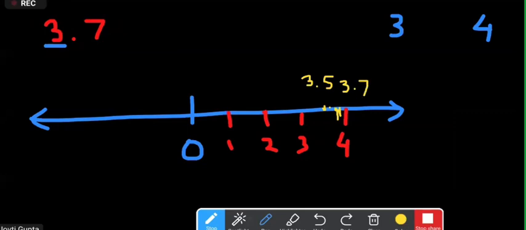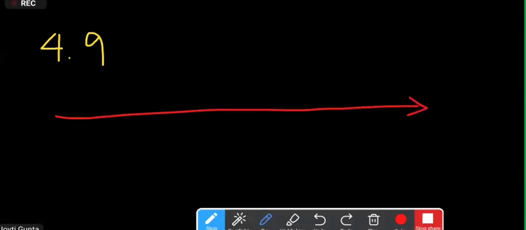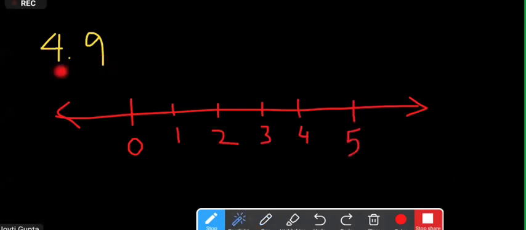All right, suppose we have another example. Say we have 4.9. Okay, so we'll draw a number line. This is our number line. We'll write 0 here. Okay, then you have 1, then 2, then 3, then 4, then 5. You see 4.9, which means it lies between 4 and 5. So we have 4 and 5.